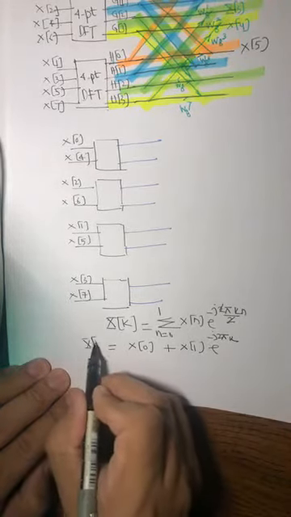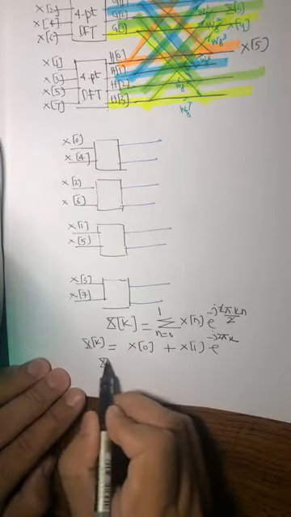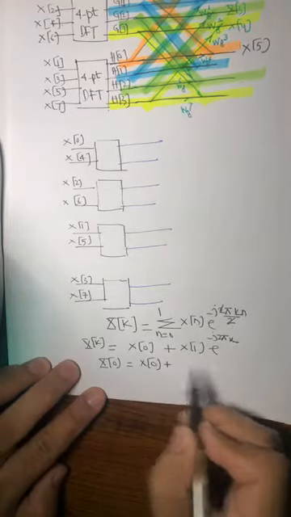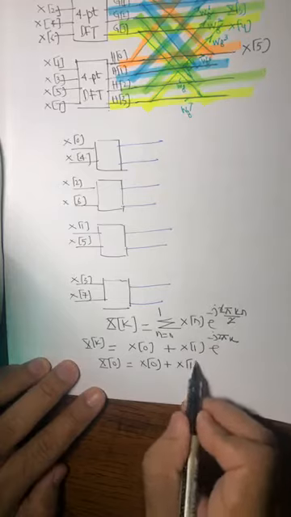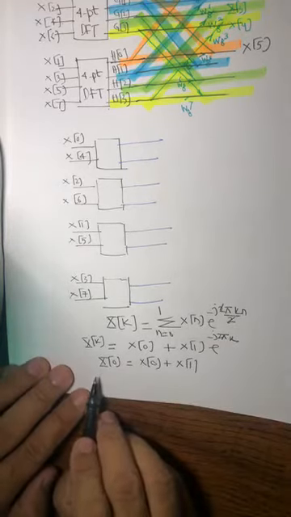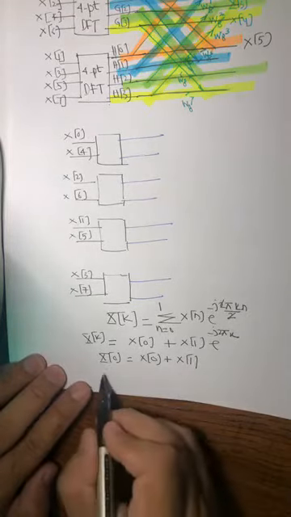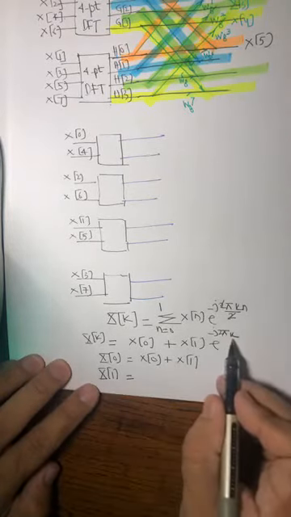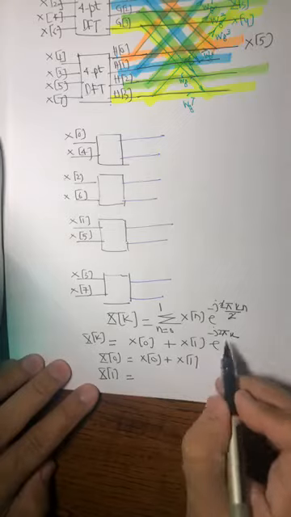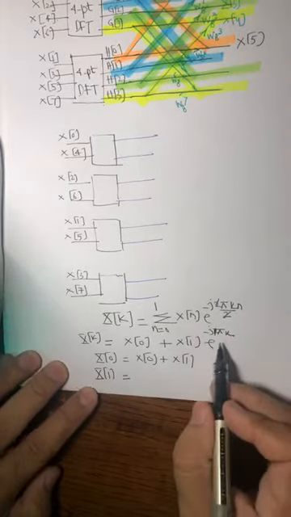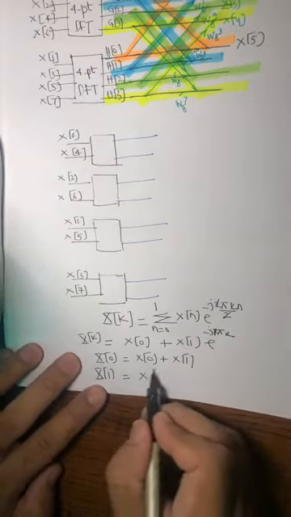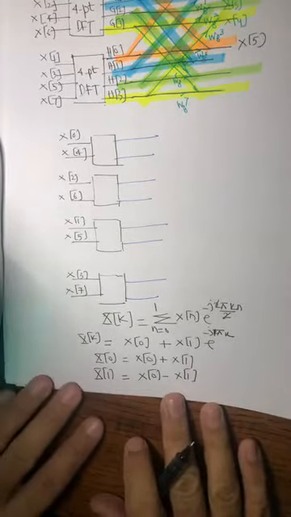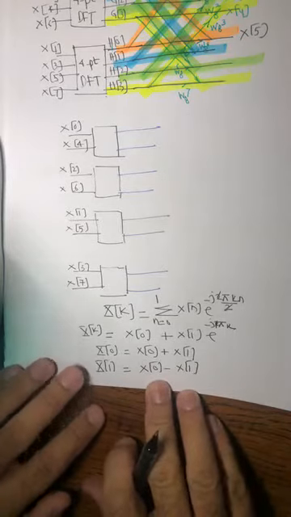So now we have 2 points. X of 0, put k is equal to 0, you get x of 0 plus exponential of 0 is 1, so x of 1. So the first point you calculate by adding 2 samples, and the second point you calculate by, once you put k is equal to 1, exponential of minus j pi is minus 1. So the second sample you calculate by subtracting the 2 samples. This is all you have to do in calculating the 2-point DFT.